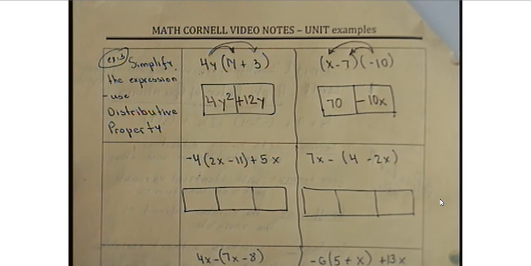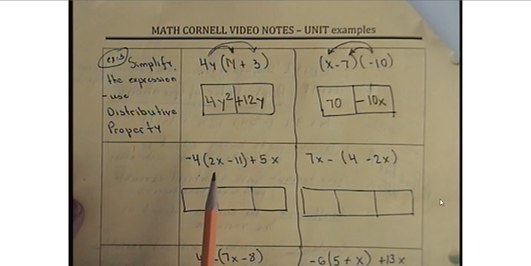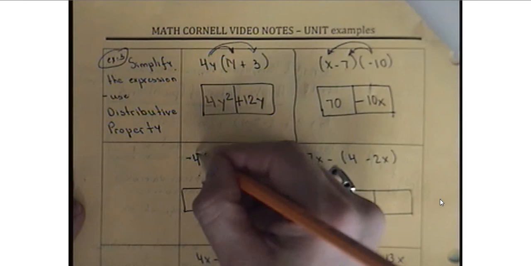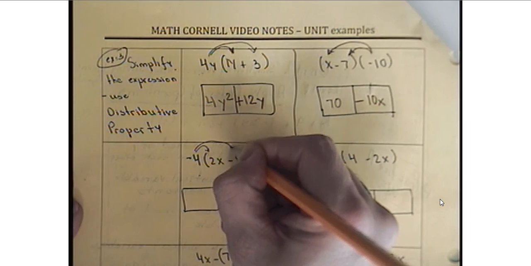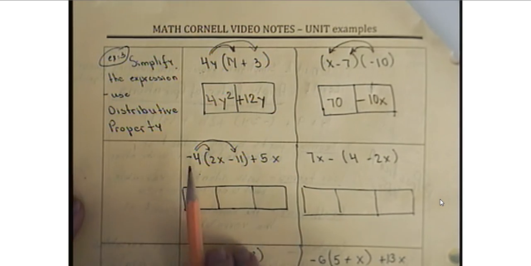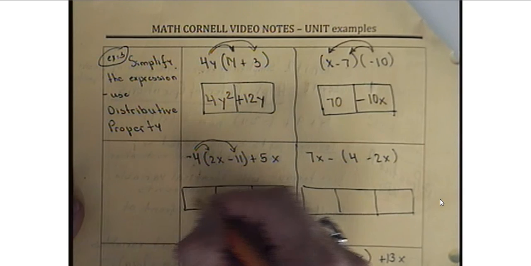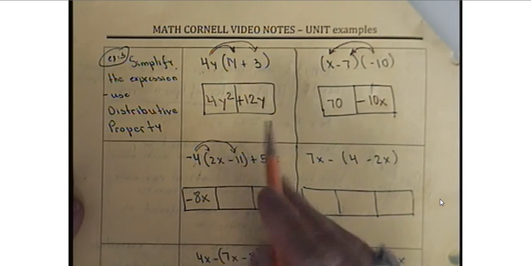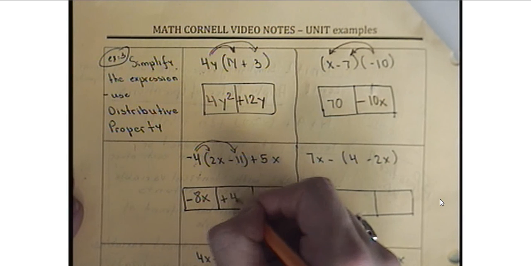Next example, we have a few things in a row. So we have negative 4 times, inside the parentheses, 2x minus 11, plus 5x. For this part, we're going to use the distributive property. And let's start simplifying. Negative 4 times 2x will be negative 8x. Negative 4 times negative 11 will be plus 44.